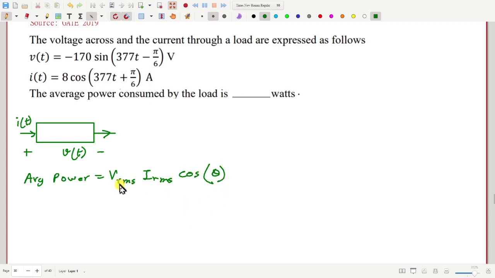Okay, so how much is VRMS? That is 170 by root 2. IRMS is 8 by root 2. But how much is theta? 60. 60 degree, pi by 3. Let me check sine and cos. Yeah, so one is in the form of a sine function, another is in cosine function.